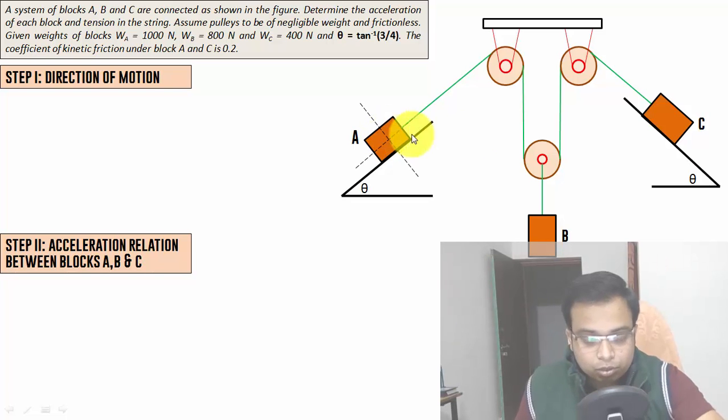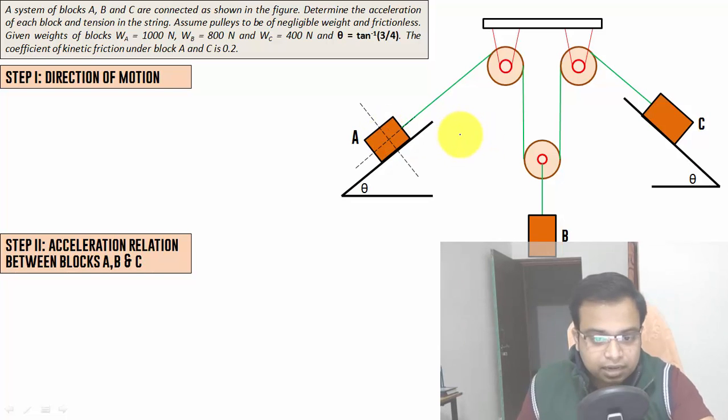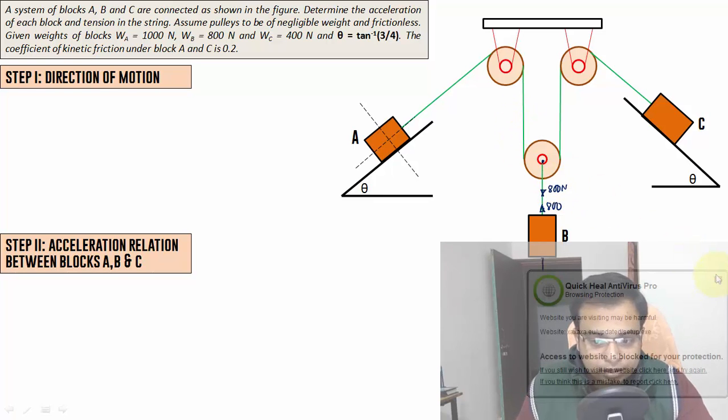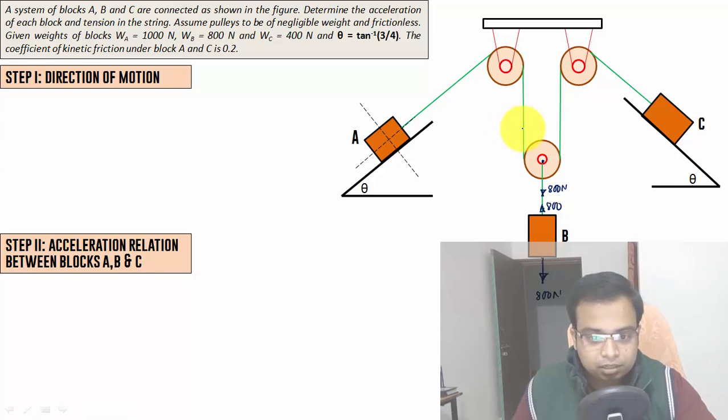Initially, we're going to assume that everything is static, nothing moves whatsoever. So block B's weight will obviously act in the downward sense, and it has been given as 800 newtons. If you consider this pulley to be the object, it is pulled by a force of 800 newtons, and here we have two strings. This 800 newtons will be divided, so this is going to be 400 newtons and this is also going to be 400 newtons.